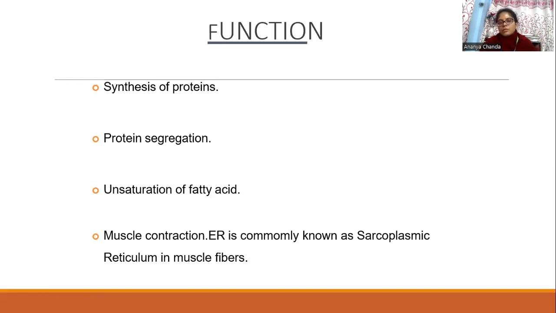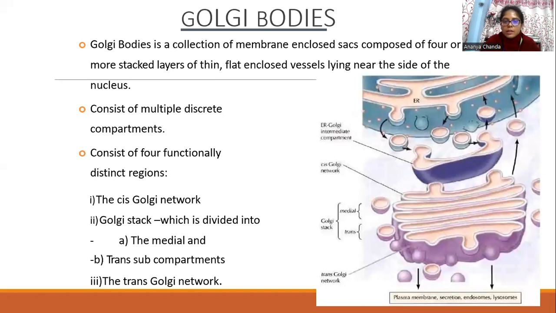So these are the functions of the endoplasmic reticulum. Then comes the Golgi bodies. So these Golgi bodies are the collections of what? The membrane enclosed sacs composed of 4 or more stacked layers of thin flat enclosed vessels lying near the side of the nucleus. So these Golgi bodies have a stack-like or coin-like structure which is lying near the nucleus.